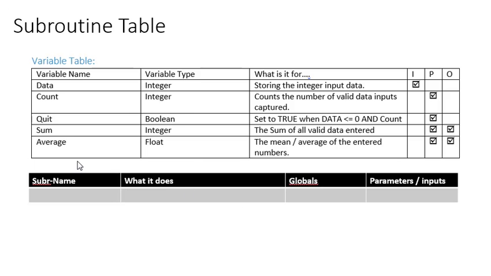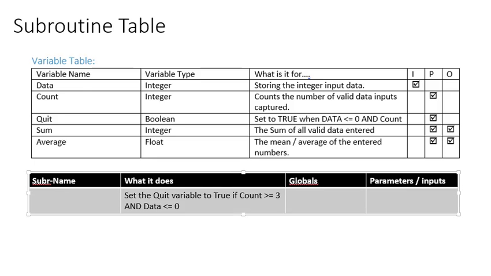Right, this brings us to modifying and working with the quit variable. So what it does is we want to set the value of the Boolean variable quit to true if count is greater than or equal to 3, because we want at least 3 valid inputs captured, and only when the data value is 0 or less, non-positive.